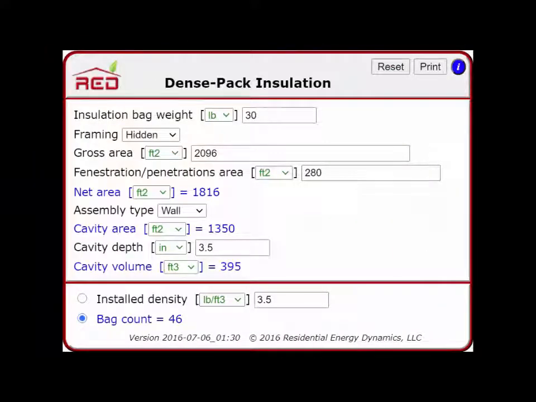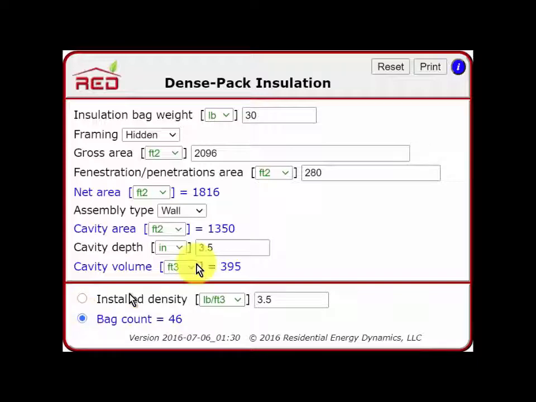Now let's take a look at the DensPak insulation tool. This solves for both installed density and bag count. Bag count is now selected for the result, and we can also solve for insulation density. I'm going to go back to bag count. We're going to do an example for DensPak cellulose insulation in a wall cavity.